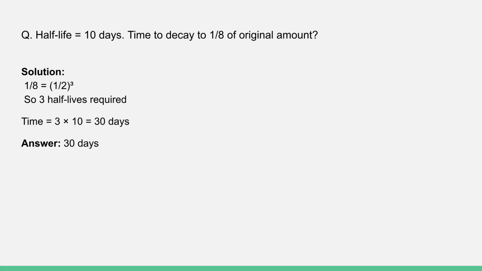Question: half-life equals 10 days. What is the time to decay to 1/8 of the original amount? Solution: 1/8 of the original amount is (1/2) cubed, which requires 3 half-lives. Time equals 3 times 10 days, or 30 days.